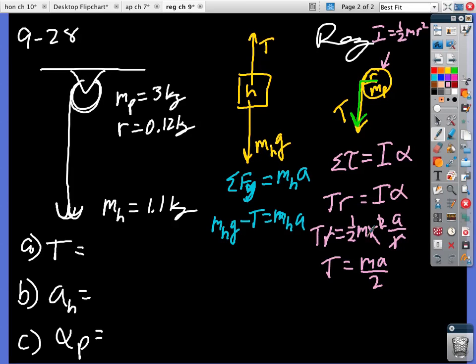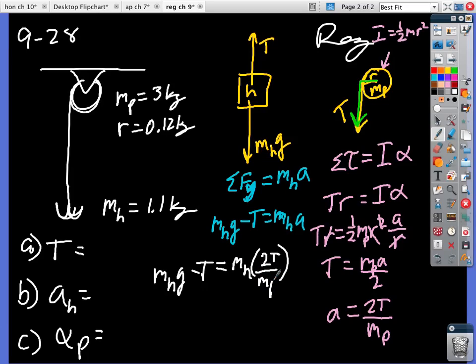Now be careful because what is this M right here? Is that the mass of the hook? No, it's the pulley's mass. But I can now take this, if I want to, and say A is equal to 2T over mass of the pulley. Now I can just plug that in over here. So over here, I have MHG minus T is equal to MH times A. Well, A is 2T over mass of the pulley. And now I can solve this for T. Boom, get my answer.